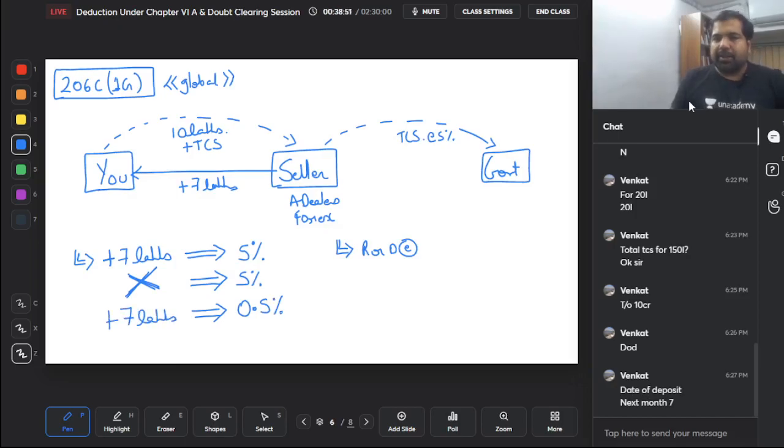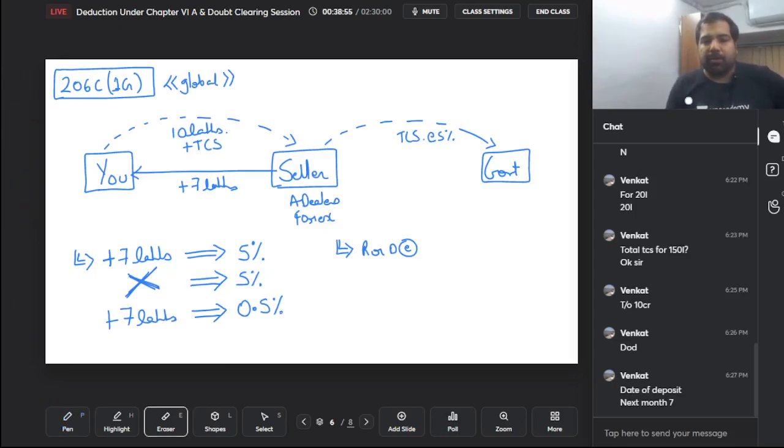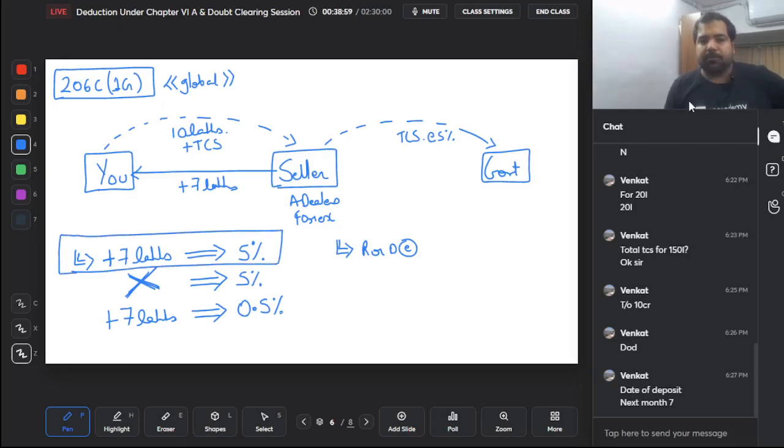So guys, there are 3 things. How will you remember? Only remember the first one. Always and only remember the first one. That is more than 7 lakhs at 5%. If it's a holiday, they don't like it, so no limit 5%. And if it's a loan, they like it, so more than 7 lakhs at 0.5%. So this is the concept, guys.